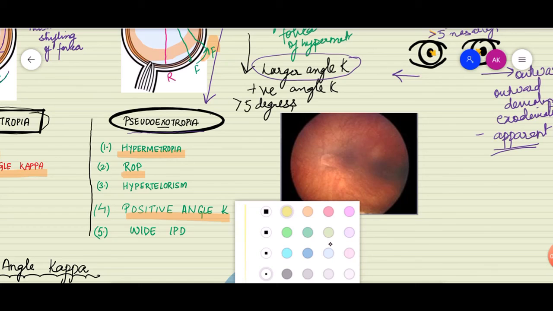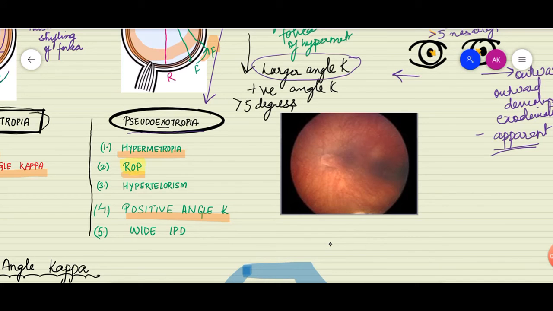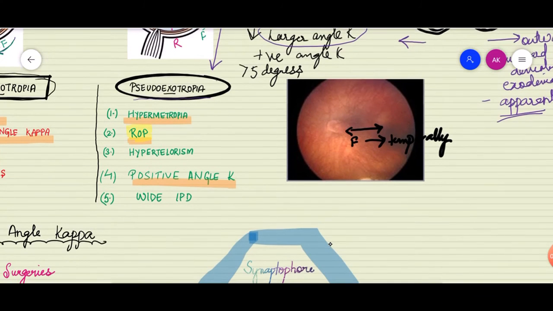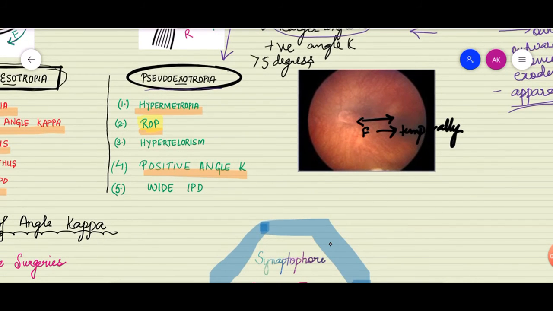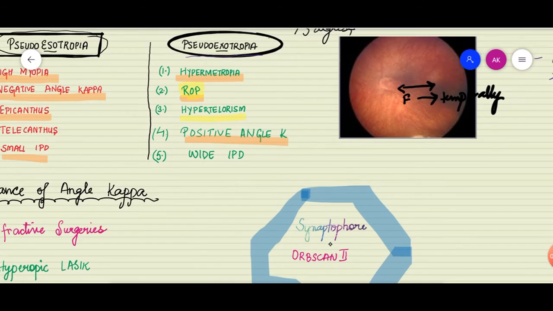So in retinopathy of prematurity also, there will be a temporal shifting of the fovea. The fovea from normal position will shift towards temporally, and it will cause change in the visual axis and therefore angle kappa, and therefore the patient will seem to have a pseudoexotropia, right? Yeah, and hypertelorism is one more condition in which we will see the pseudoexotropia. So what is hypertelorism? I've already explained to you what is meant by telecanthus.